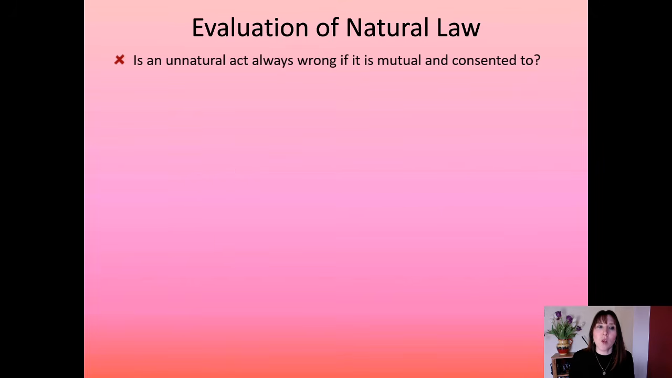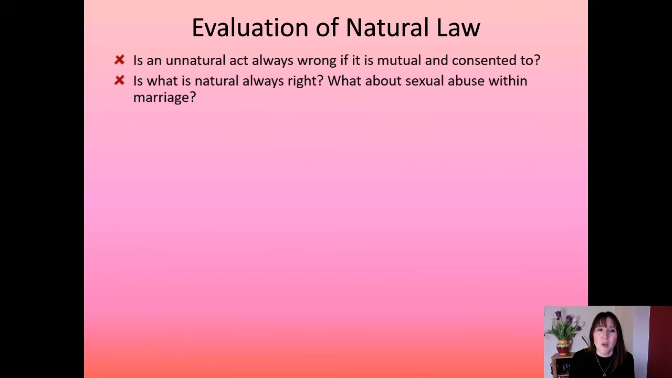Evaluation of natural law. The cross means a weakness. Is an unnatural act always wrong if it's mutual and consensual? So if homosexuality is mutual and consensual, is it wrong? Is what is natural always right? What about sexual abuse within marriage? So what happens if you are married but your partner forces you to have sex, the sexual abuse? Natural law would actually imply that's all right because it said it's only sex in marriage. So is what is natural always right?